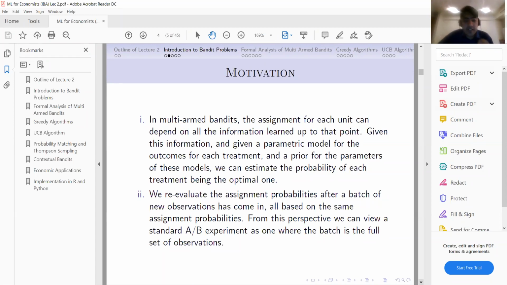So the key point is that you're reevaluating these probabilities of rewards or success probabilities of all these treatments over time, and you're learning over time. And this is not the same thing as a traditional experimental design in which you're not learning anything over time, and you just decided that 50% of the time you're going to go to restaurant A versus 50% of the time you're going to go to restaurant B, for example.